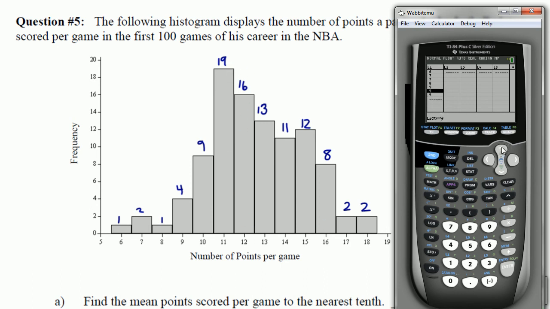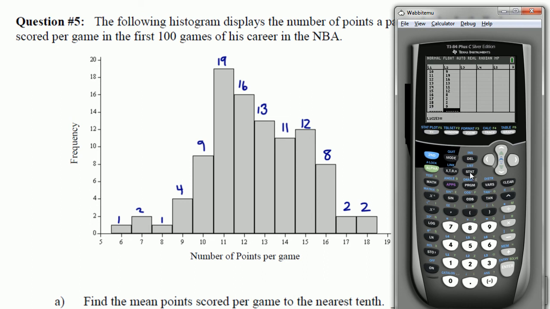So rather than doing that, I think we can all agree that just entering each category and then the frequency of each is going to be a lot quicker. So enter our categories first, 6, 7, 8, 9, and 19. And now we go on to L2 and enter the frequency of each. So 6 points happen once, 7 points happen twice, 8 points happen once, 2, 2, and 0. So it's important that the rows match up for each set of data.